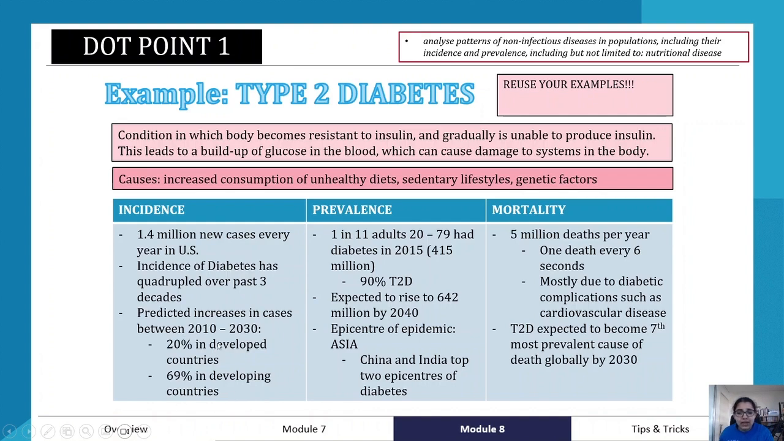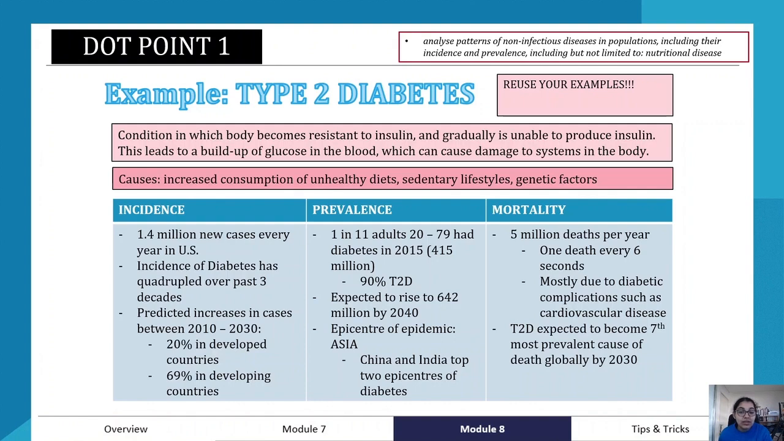Just by looking at that difference between developed and developing countries, we can see how in developed countries you would have more treatments available, more resources available, and perhaps more preventative programs in comparison to developing countries. There are also differing lifestyle and food habits that contribute to that. Now, on prevalence, 1 in 11 adults between the ages of 20 and 79 had diabetes in 2015, and 90% of those were type 2 diabetes.